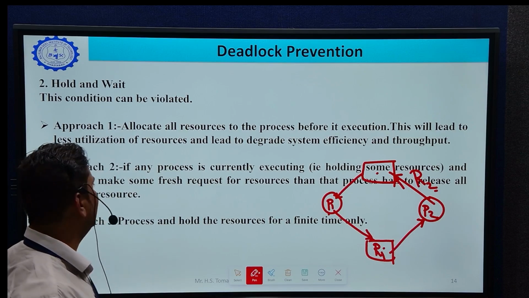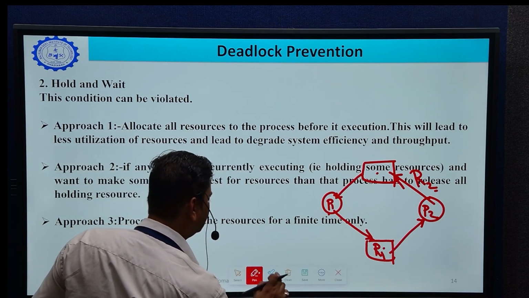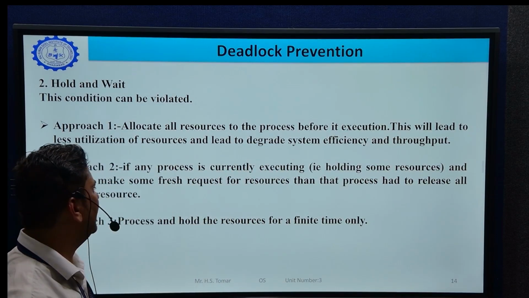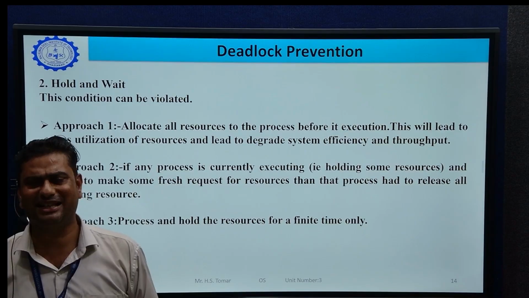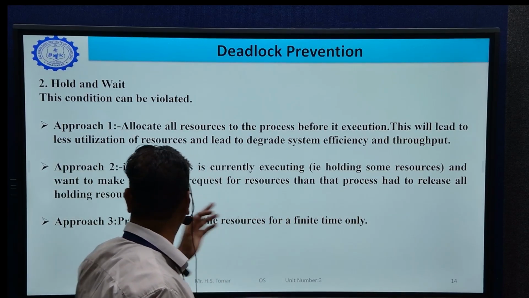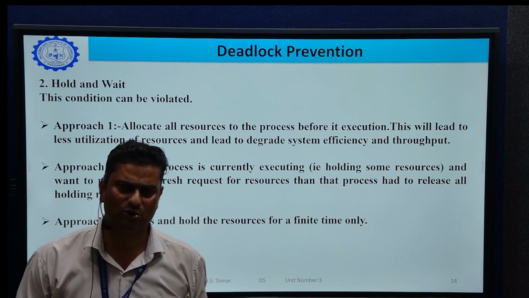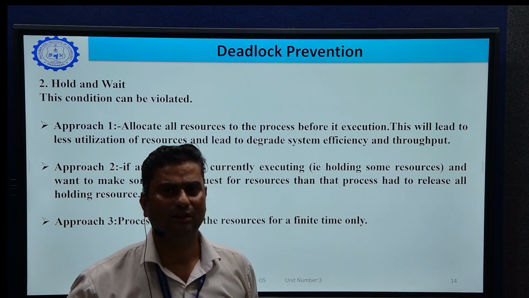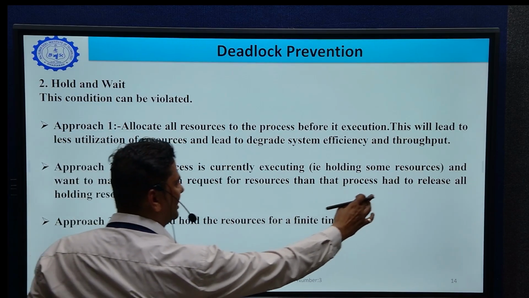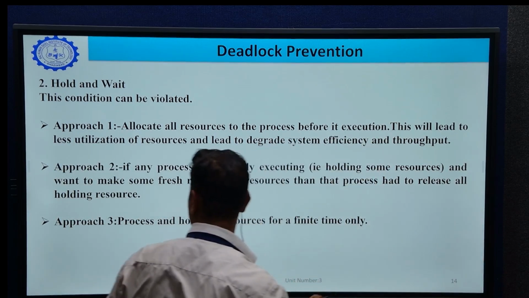The second approach says that if any process is currently executing, that means running, and is holding some resources and wants to make some fresh request, that means it is holding some resources and wants other resources which are already held by some other process, in that case that process has to release all holding resources. That is the second condition.